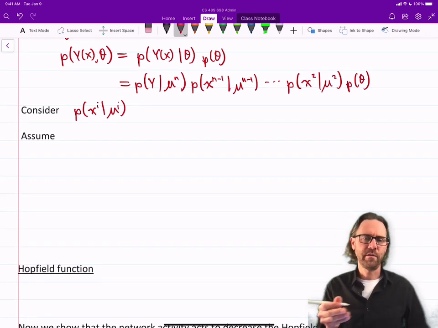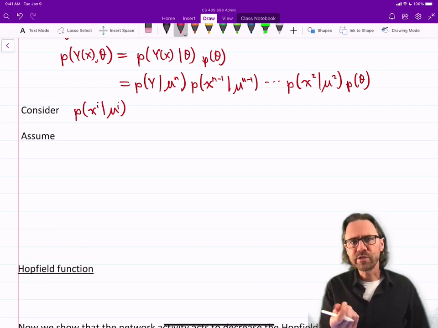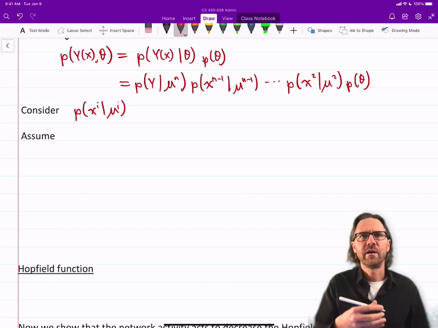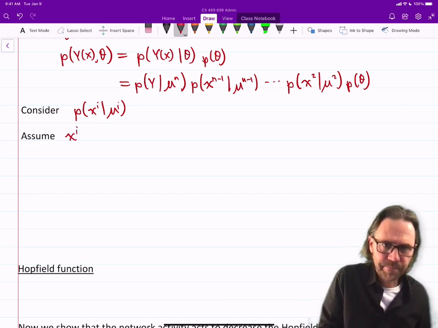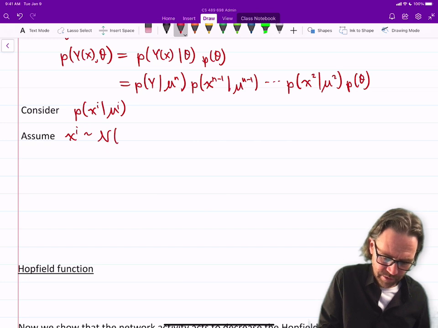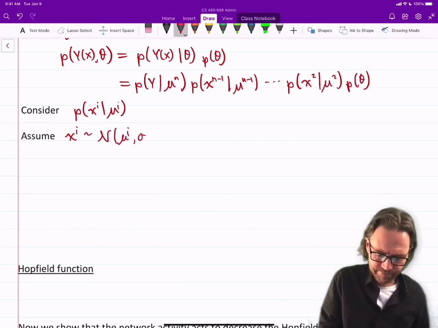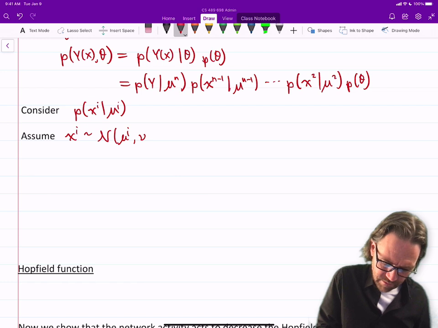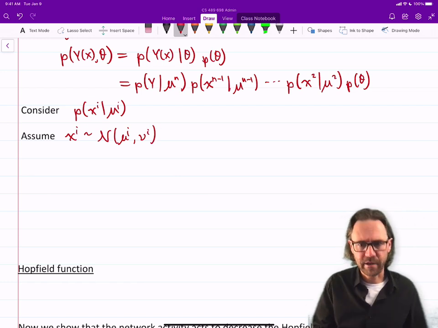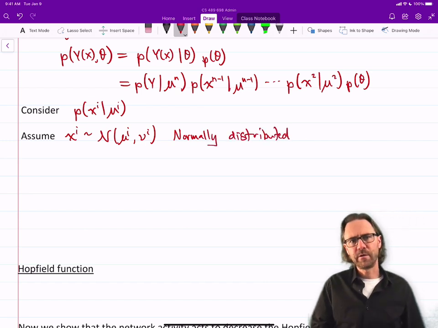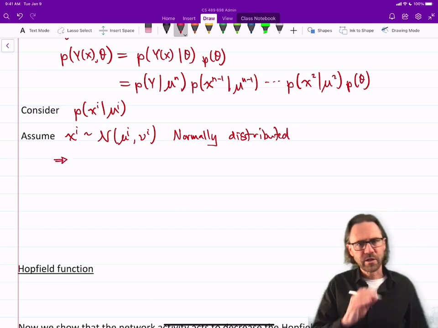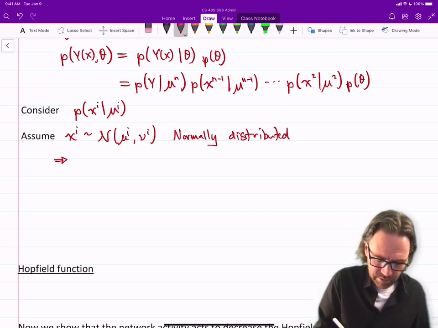Okay, so looking at this one piece in this chain, we're going to assume that xi is Gaussian distributed around mu i. Assume xi is normally distributed around mu i with standard deviation eta i. Okay, the nice thing about that is we can take the log of it and then we get this nice thing coming out. So that we'll get there.